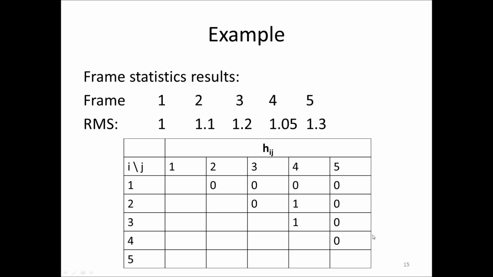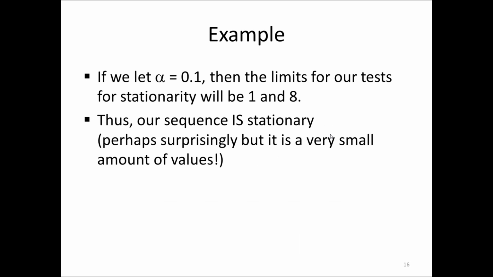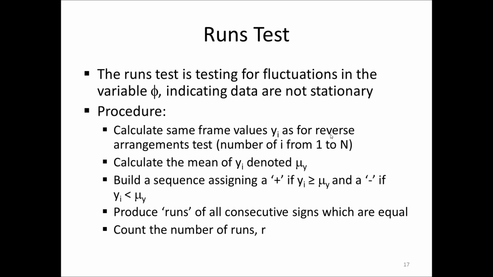This is the idea with the reverse arrangements test. However, if the level goes up and then down again in a symmetric manner, the reverse arrangements test will not detect the data as non-stationary. So then we have a different test. Then we can use the runs test instead. Or really, of course, we should use both tests, and data should be stationary according to both tests for us to call the data stationary.